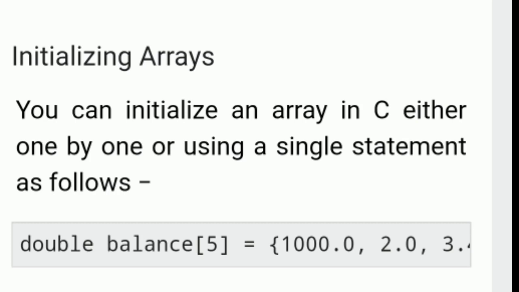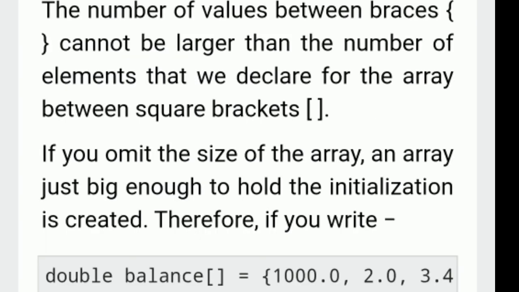In this case, balance of 4 is equal to 50.0, that is the element. The statement assigns the fifth element in the array the value of 50.0. All arrays have 0 as the index of the first element, also called the base index, and the last index of an array will be the total size of the array minus 1, that is n minus 1.